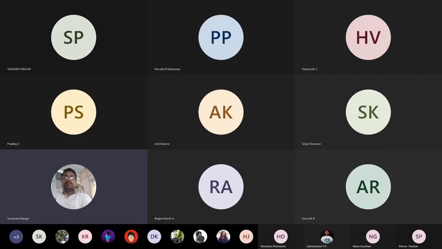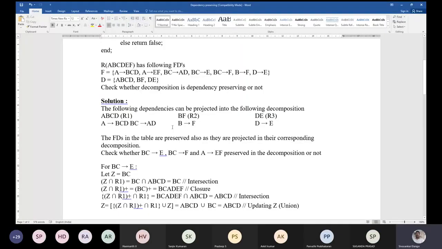A determines AD, you need not check it. B determines F, you need not check it. D determines C, you need not check it. You assume that it can be proved. The following functional dependencies can be projected into the following decomposition. However, BC determines E has to be explored. BC determines F has to be explored, and A determines EF has to be explored, right?